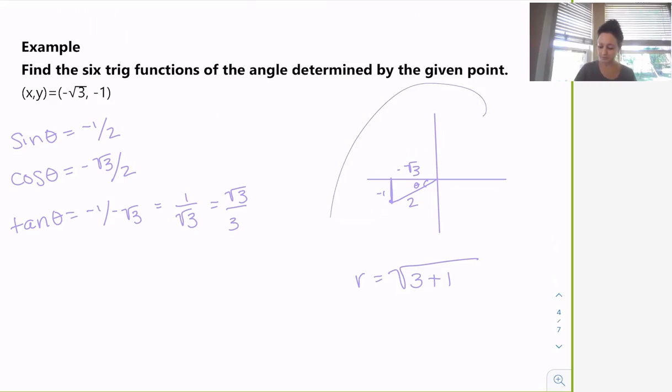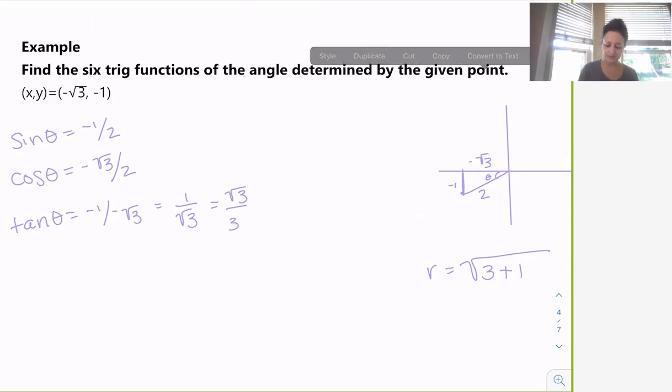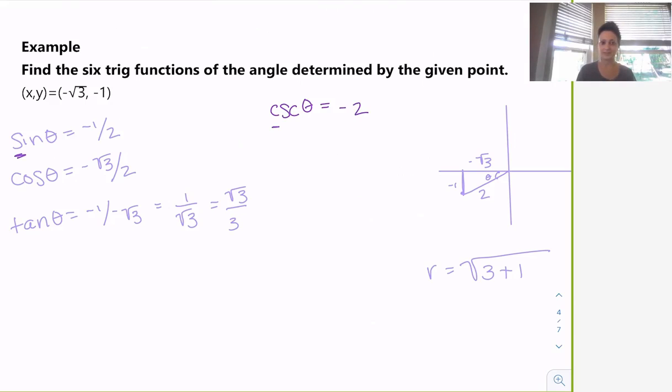Okay. So what about the remaining 3 trig functions? For the remaining 3, the reciprocal of sine is what? Cosecant, right? I try to remember, pair up s's with c's. So the reciprocal of sine is cosecant, so I'm just going to flip. Negative 1/2, so that's negative 2. The reciprocal of cosine is what? Secant, so remember, match c with s. So if I flip that, that is going to be negative 2 over square root of 3, also known as negative 2 square root of 3 over 3. And then the reciprocal of tangent is cotangent. And I'm going to flip that one.